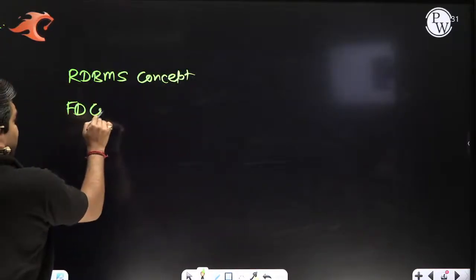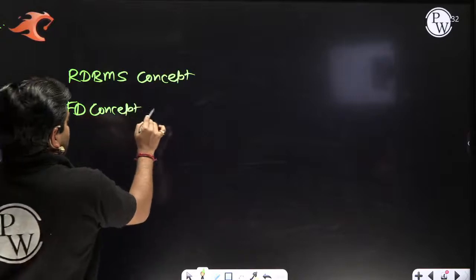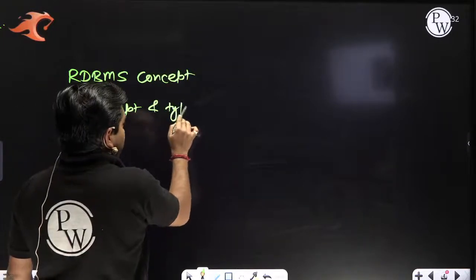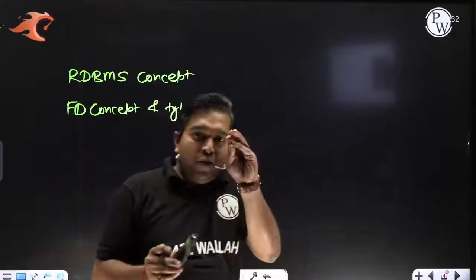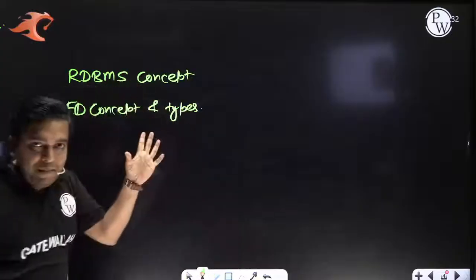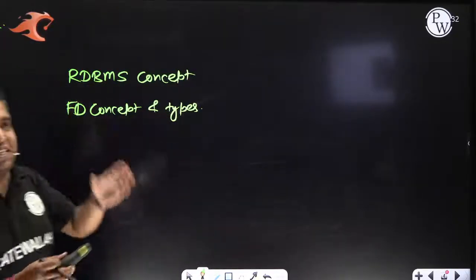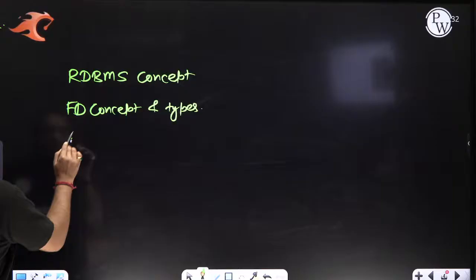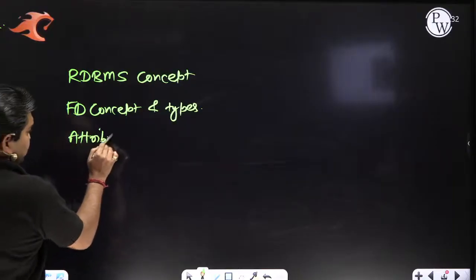FD concept and type. Until the chapter is complete, I will revise each and every topic whatever we discuss in that particular chapter, so each and every topic will be in your tips, my dear. I will write each and every topic. RDBMS concept we discussed. After that, we discussed the FD concept and its type. Then attribute closure.